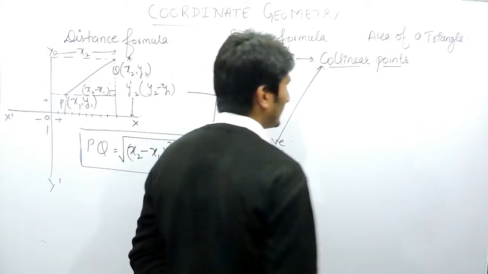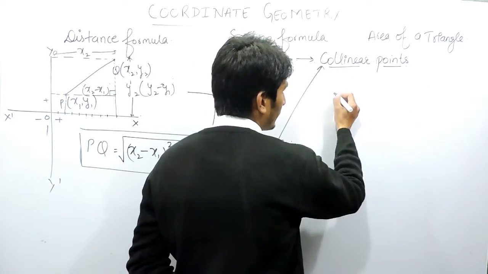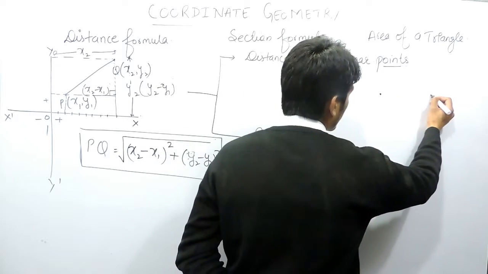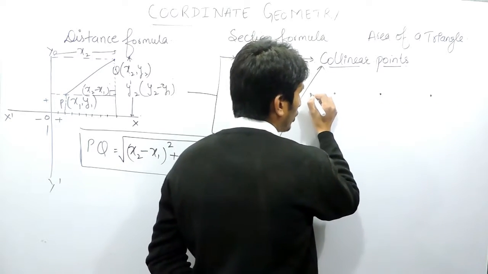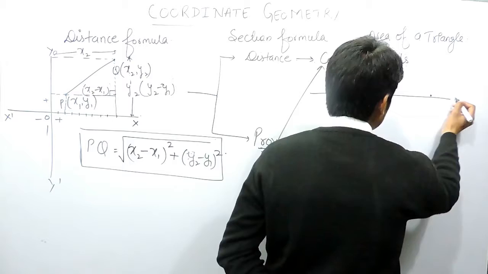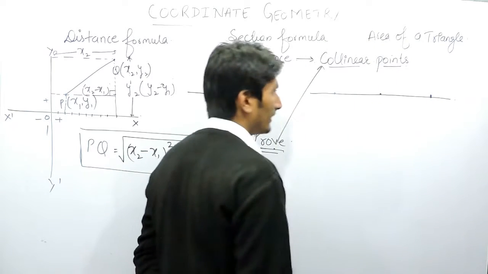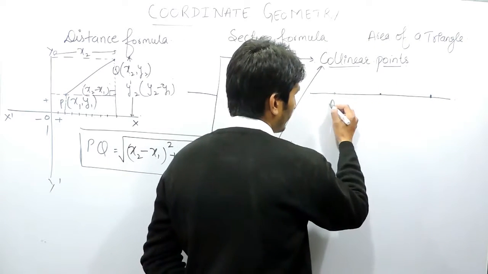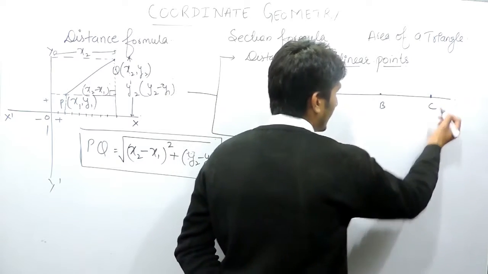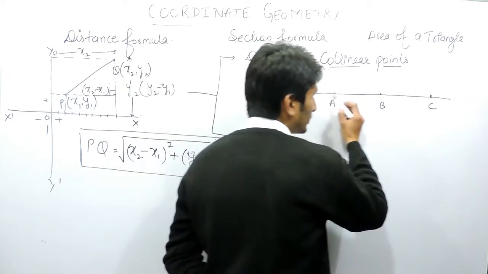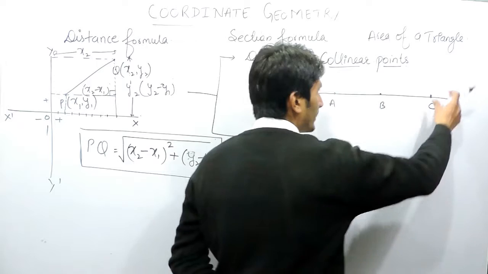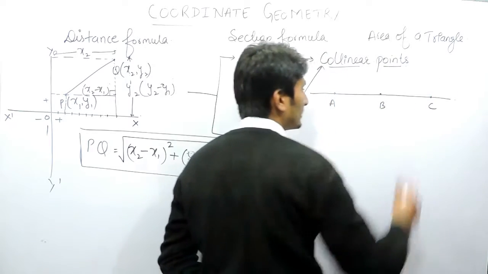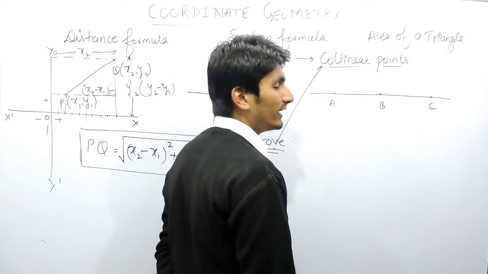Collinear points are basically 3 points, or you can say more than 2 points. If I draw a line, all 3 points come in a straight line. It means if A, B, C are 3 points and these 3 points lie on the same straight line, then these 3 points are considered collinear points.